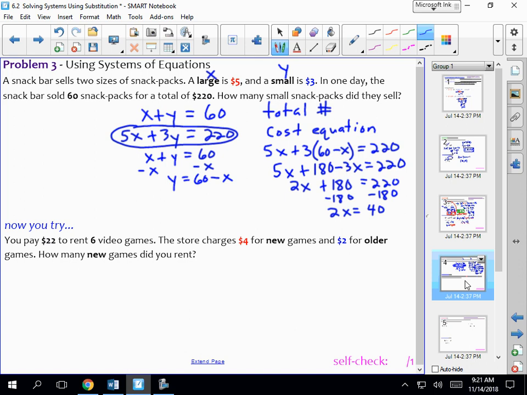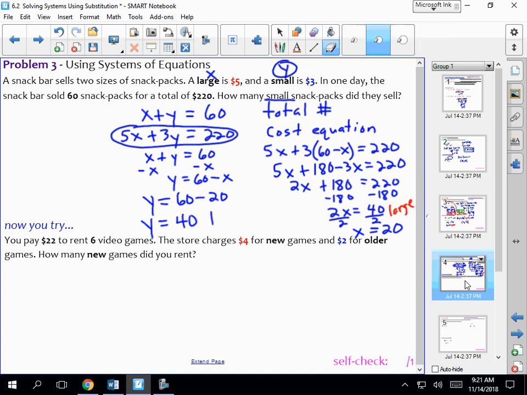So when I solve for x by dividing by 2 on each side, I found the number of large snack packs. So this is the number of large ones. And what they're asking for in the problem is how many small snack packs did I sell. So they're asking for smalls. That's represented by y. I've got this expression for y right here. Just do 60 minus 20. And so y equals 40. That's small snack packs.